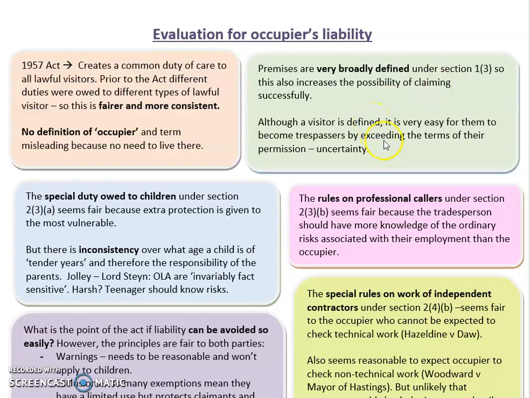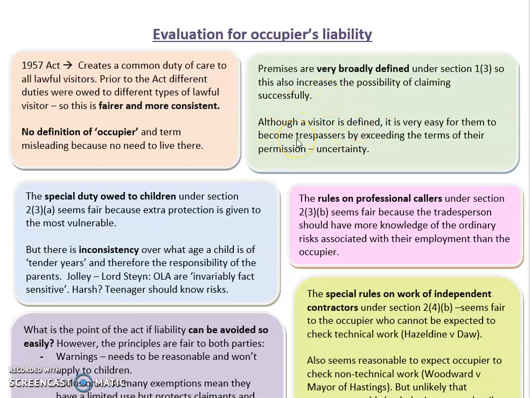Although a visitor is defined, it's very easy for a visitor to actually become a trespasser by exceeding the terms of their permission. So you could be a lawful visitor in someone's house to attend a party, you've got implied consent to be in the living room and to go to the bathroom, but if you decide to go and have a mooch about in the basement, you've exceeded your permission and have potentially become a trespasser.